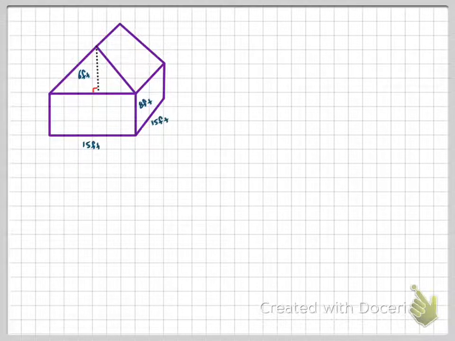So here, this looks like a house. It's got the square prism on the bottom, and then we have a triangular prism on top. So this one's different than the example. The last one had a pyramid stacked on top of it. This one has the triangular prism. So we need to find the volume of the square prism, and then we're going to add that with the volume of the triangular prism.